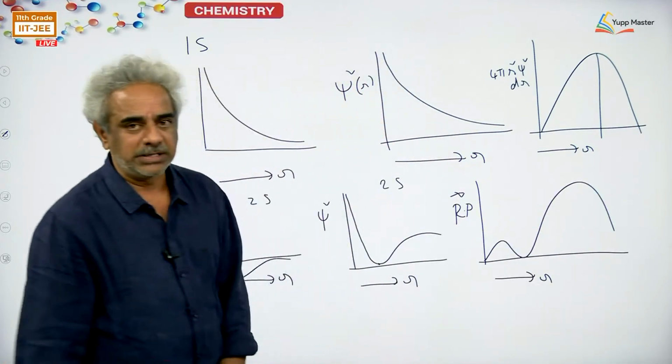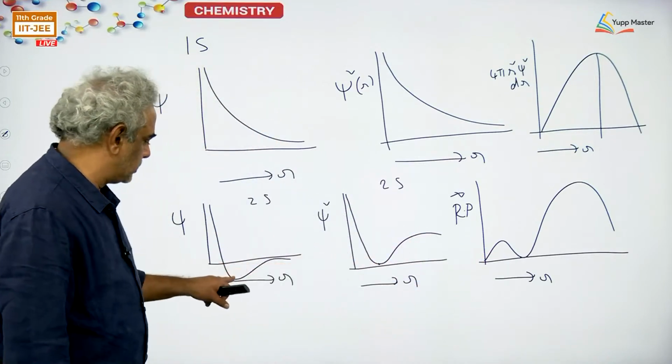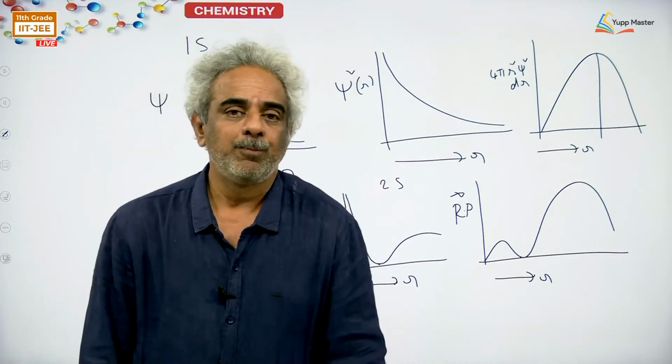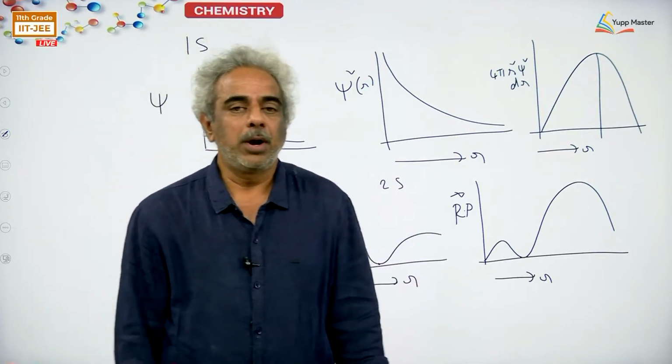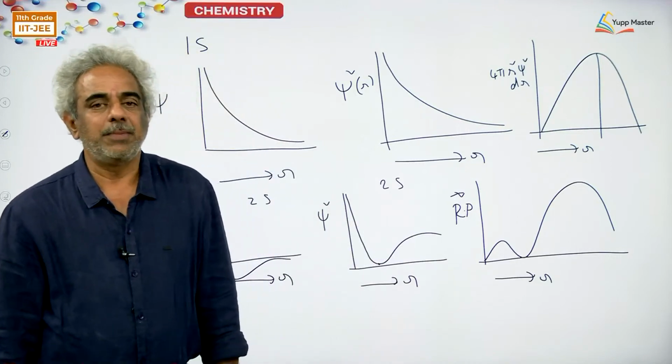As we already discussed, there is a radial node for 2s. For any particular orbital, the number of radial nodes is given by n minus l minus 1.